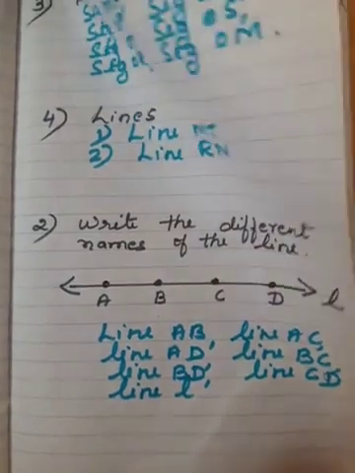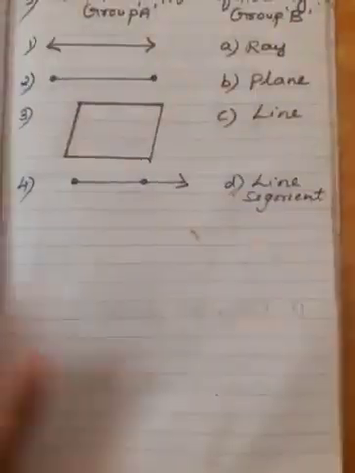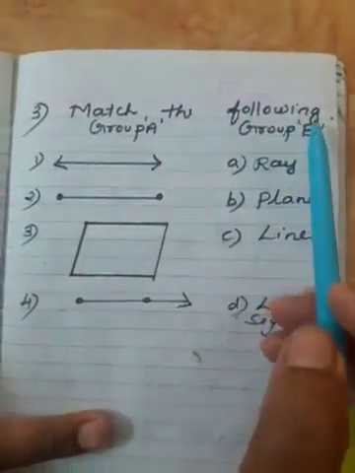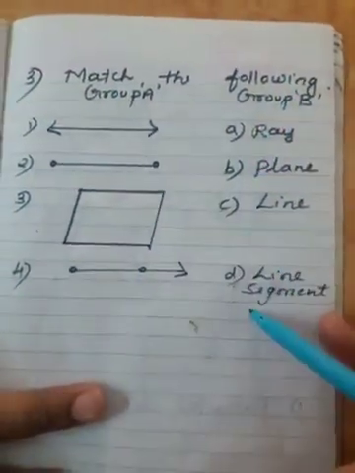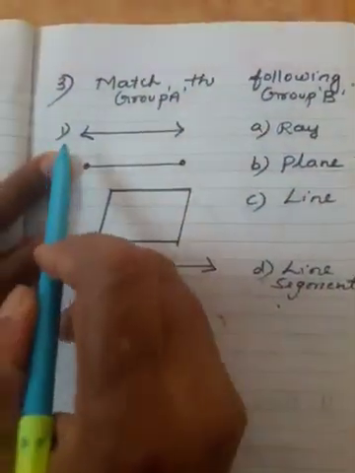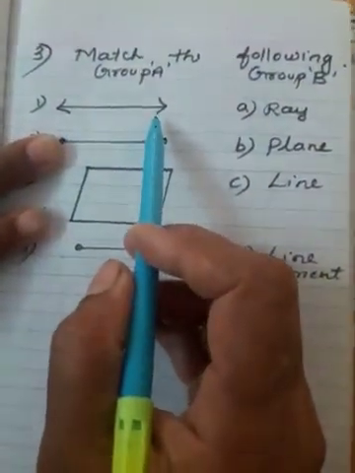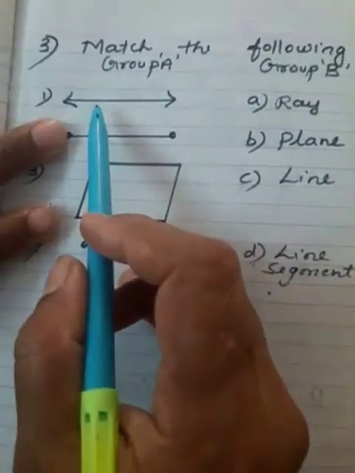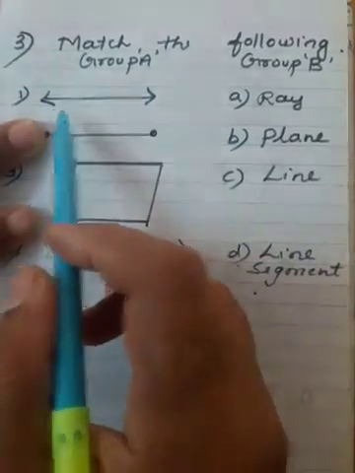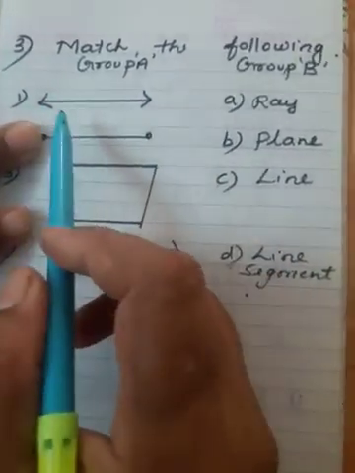Next, let's go to third question. So here what is given? Match the following, group A and group B. So look at the figure. First one. So what is this? Here in this figure you can see both the sides arrowheads. So both the sides arrowhead means this line is infinite. Correct? It is a line.